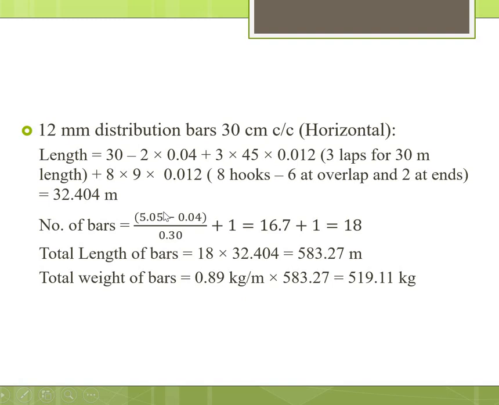And what will be the number of bars? It's placed in the horizontal direction, so you have to reduce from 5.05 minus 0.04, that is the stem cover, divided by center to center spacing of 0.3, plus 1, and you will be getting around 18. So you can find the total length of the bars and total weight of the bars for that.